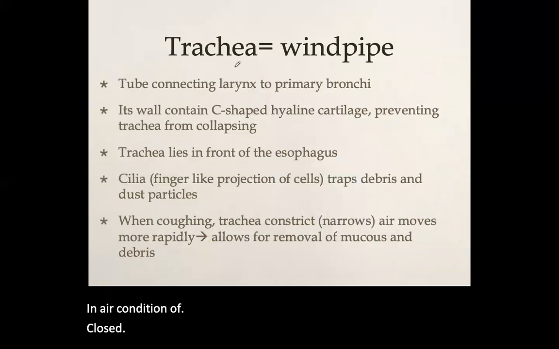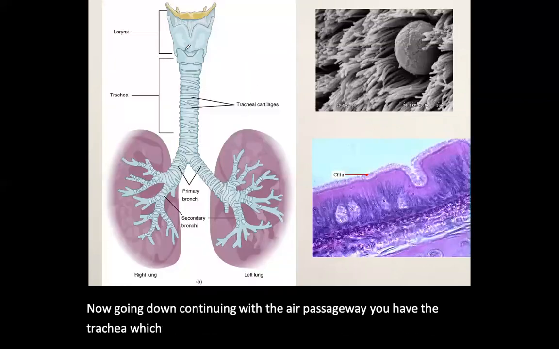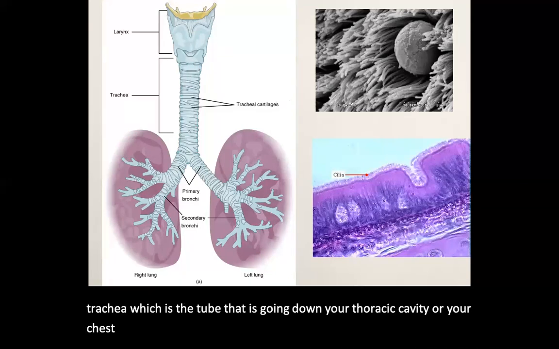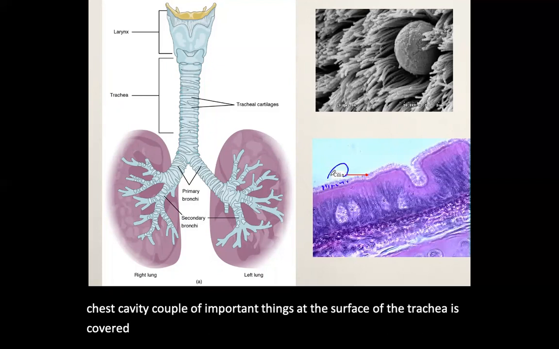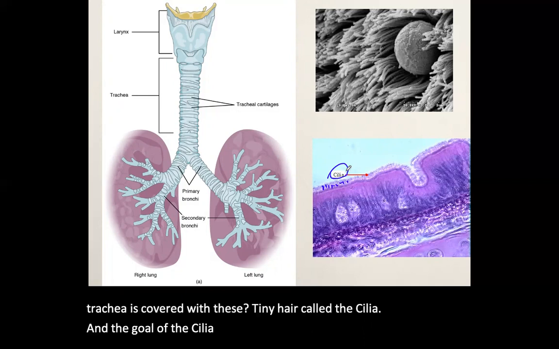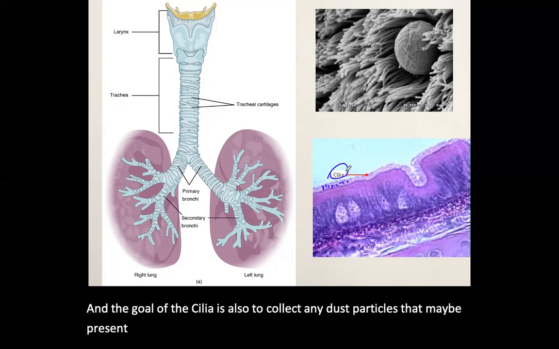Now going down, continuing with the air passageway, you have the trachea, which is the tube that is going down your thoracic cavity or your chest cavity. A couple of important things. The surface of the trachea is covered with tiny hairs called the cilia. And the goal of the cilia is also to collect any dust particles that may be present in the environment and weren't caught by the nasal hair.